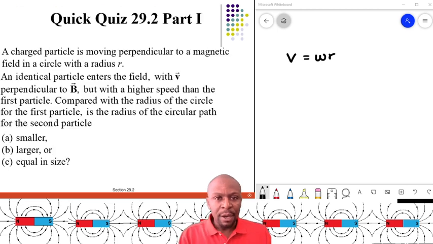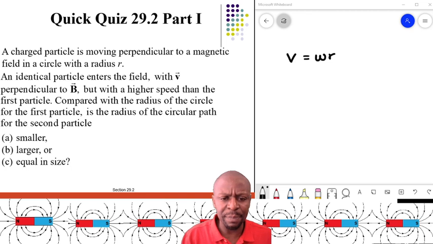Right, let us also do the following quick quiz. This quick quiz states that a charged particle is moving perpendicular to the magnetic field in a circle with a radius r. An identical particle enters the field with velocity v perpendicular to B, but with a higher speed than the first particle. Compared with the radius of the circle for the first particle, is the radius of the circular path for the second particle smaller, larger, or equal? Therefore, the answer for that must be B.